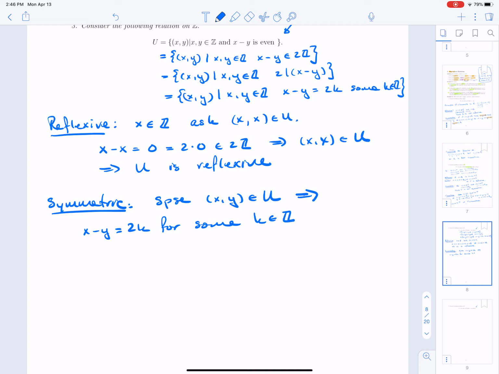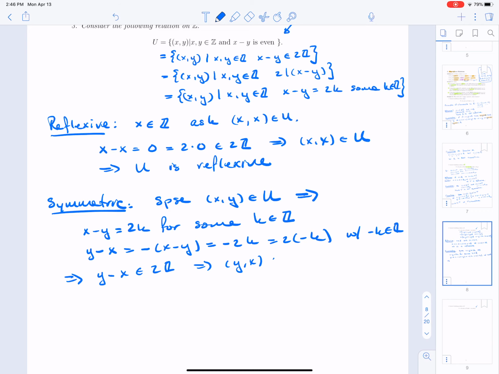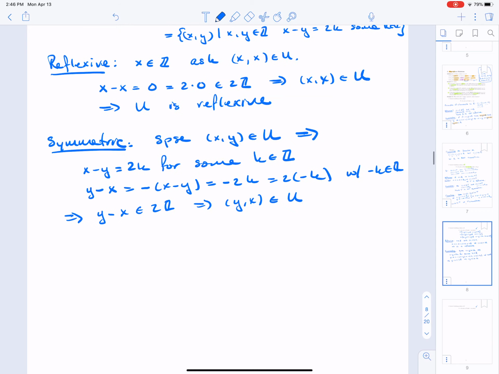And what are we interested in? We're interested in the opposite order. So if we look at y minus x, that's going to be minus x minus y, which is going to be minus 2k, which is 2 times minus k. And since minus k is an integer, this is still an even number. So that tells me that y minus x is still in 2Z, and that y, x is in my relation. And that tells me that U is symmetric.